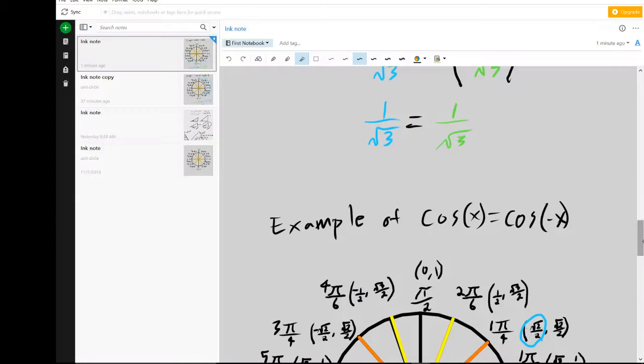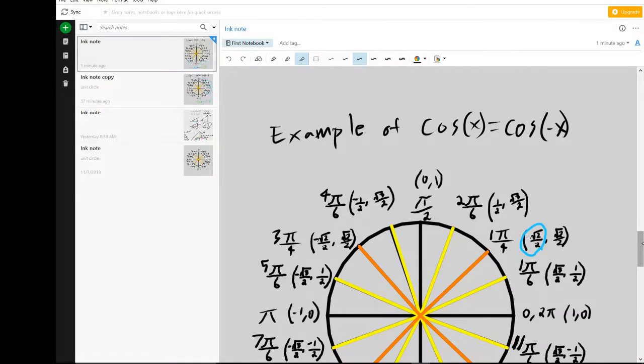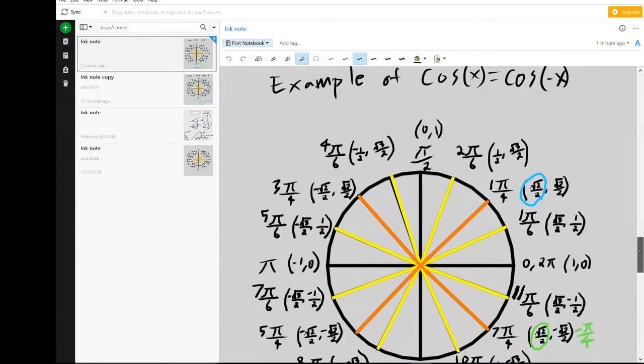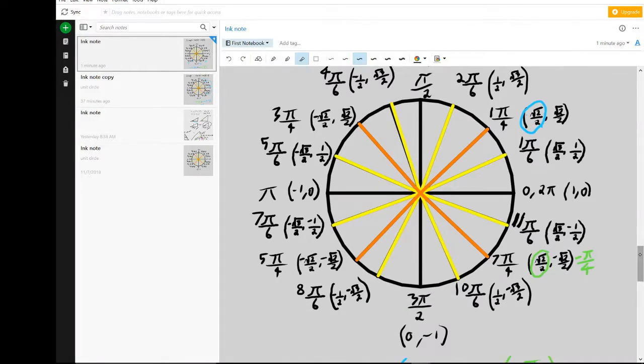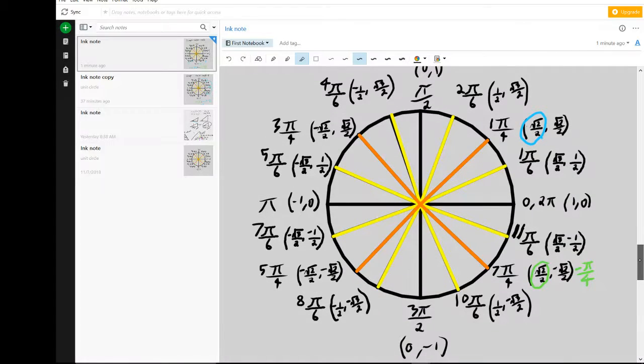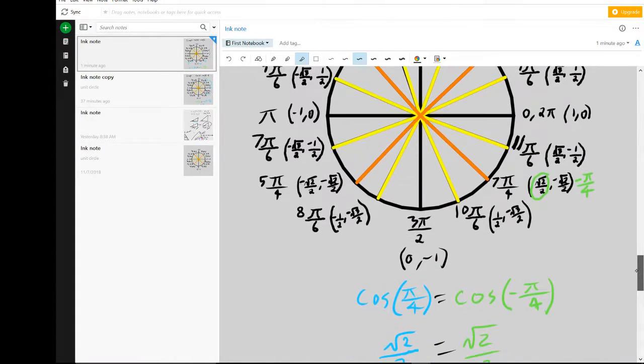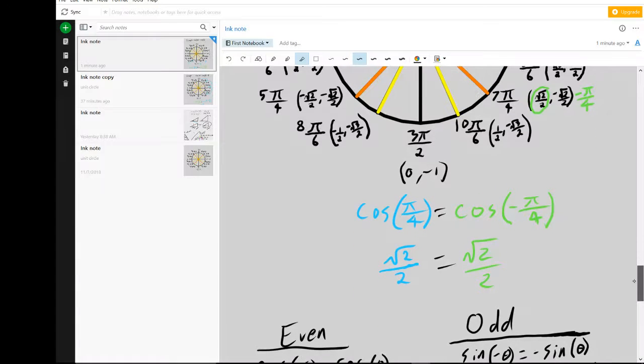Next, let's take a look at cosine. So we're going to prove that cosine x is the same thing as cosine of negative x. So if I go from our 0 again, and I go up to pi over 4, or I go down to negative pi over 4, in both places, we see that it is root 2 over 2. So this works out.